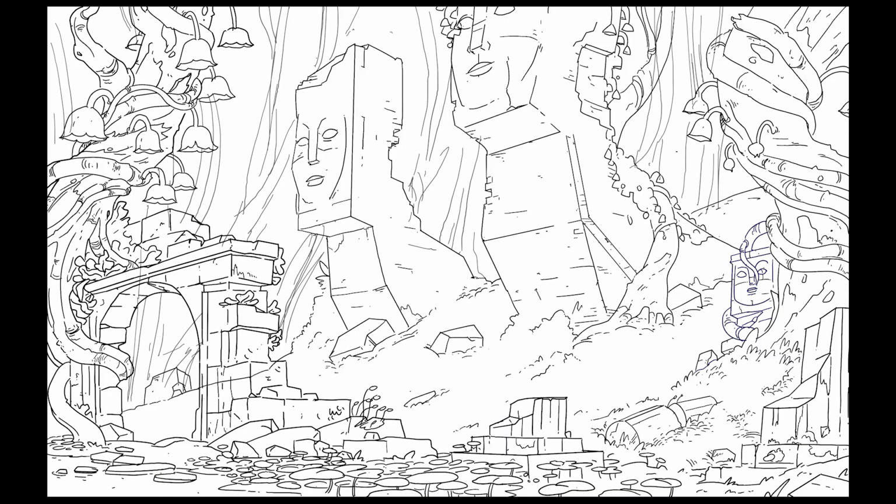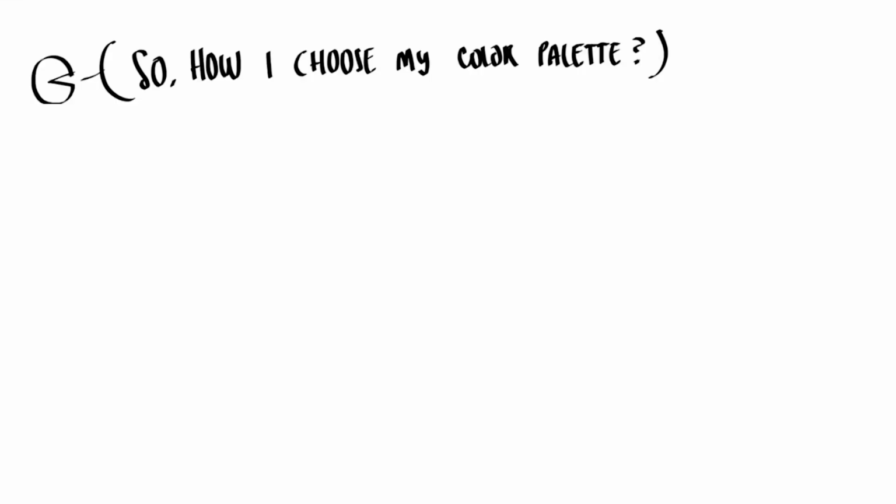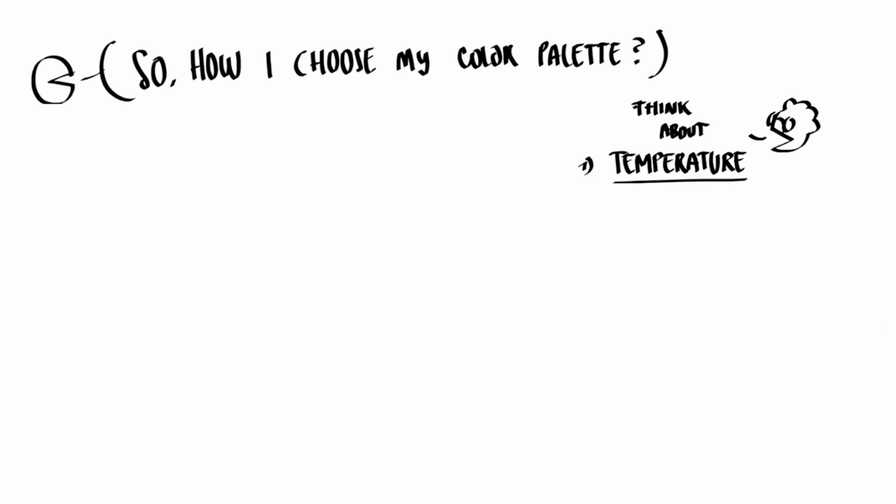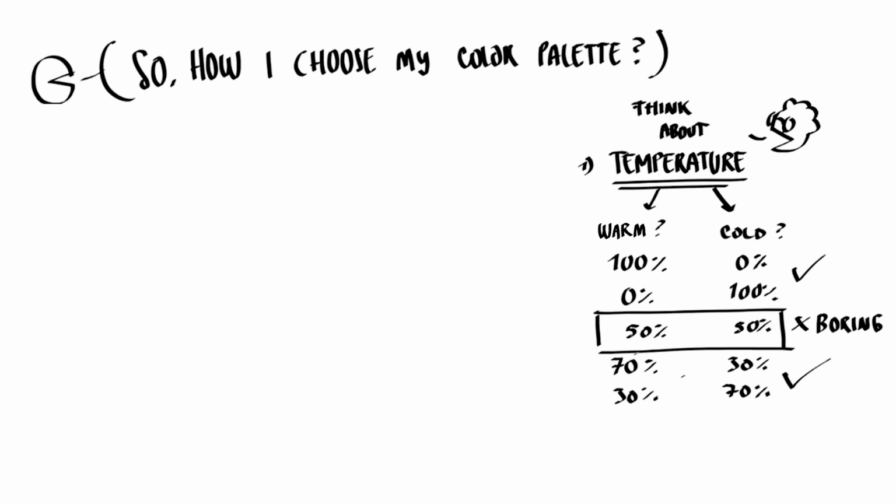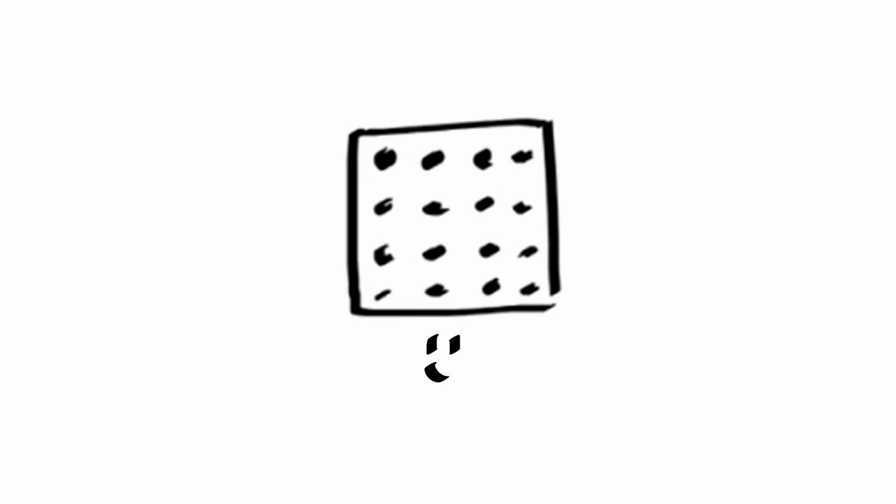Boom. Now, you can ask me, how do I choose my color palette? And I will answer, first, think about temperature. Is the place warm or cold? How cold? 100% cold or warm? Can it be 50-50? Nah, don't use that. That's boring. Maybe 70-30? I don't know. I can explain it with this little square with a bunch of scribbles.